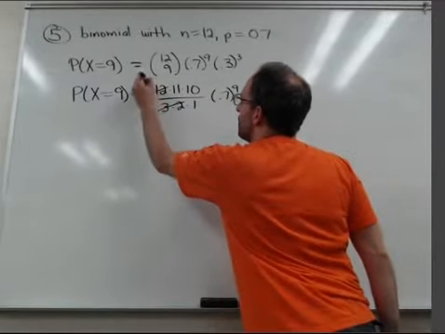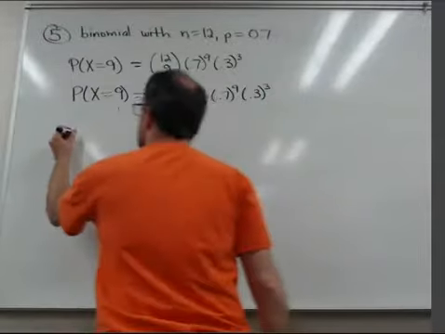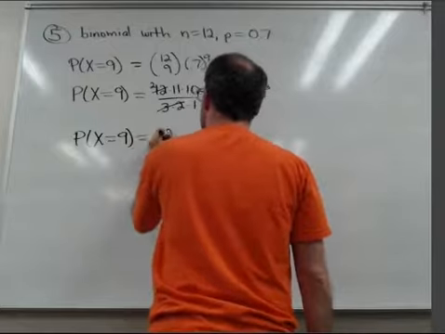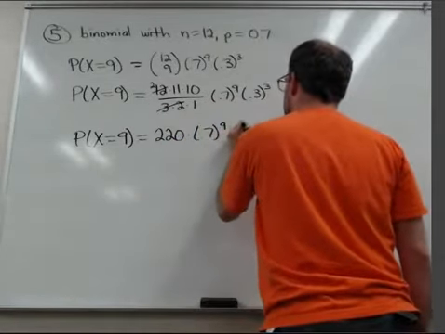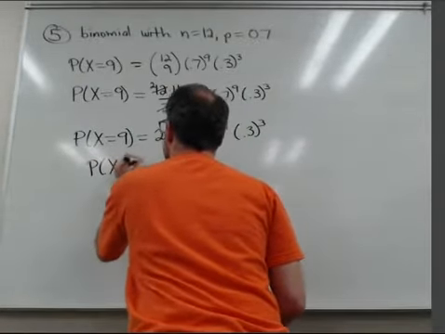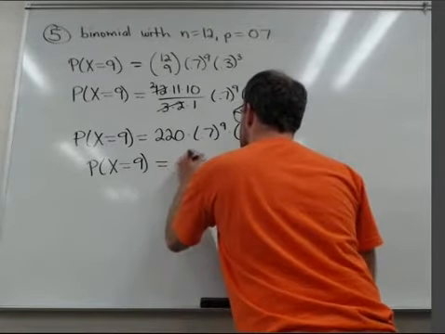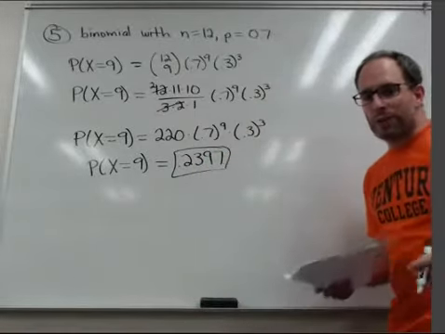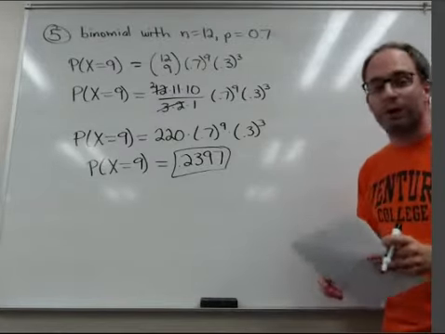So we can do that, and it looks like that combination is going to simplify to 220. So the probability that X equals 9 would be 220 times 0.7 to the 9th times 0.3 to the 3rd. So what you get for the probability that X equals 9 is 0.2397 if you round off to 4 places, which I would probably advocate because if you don't round off, this thing is going to be really long.